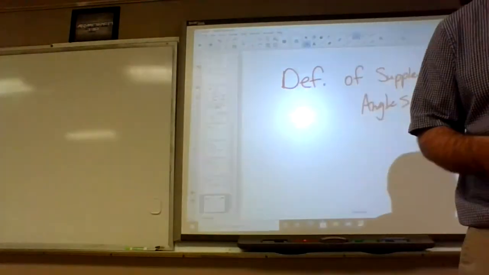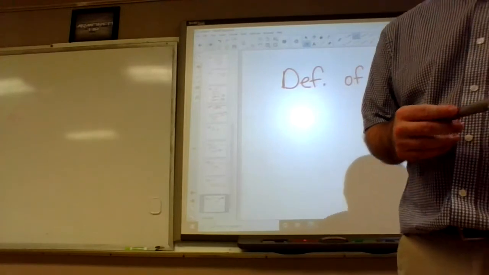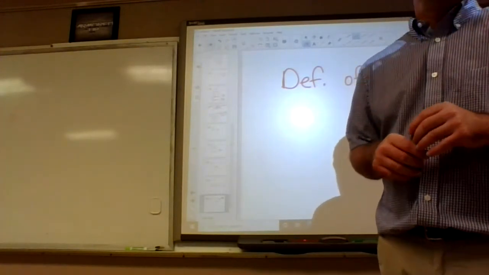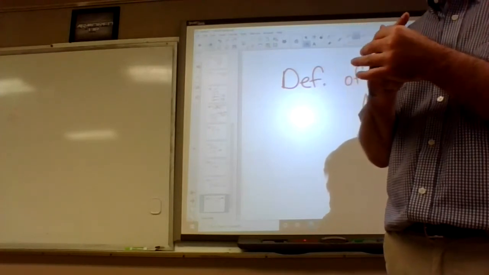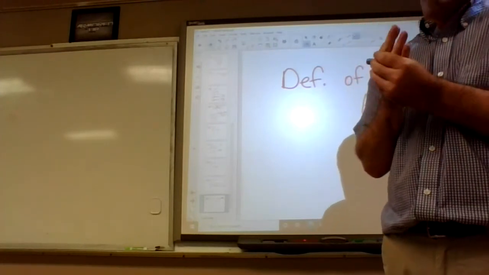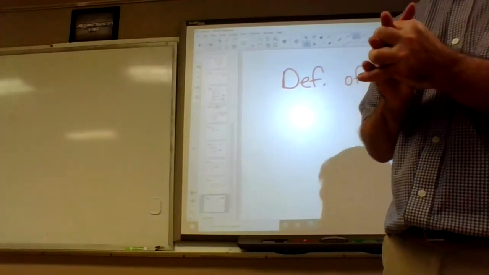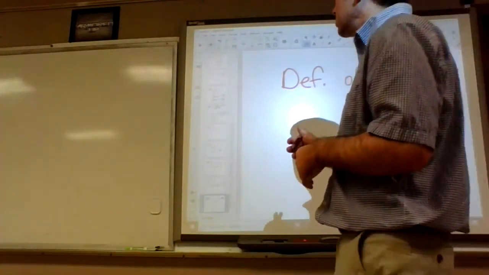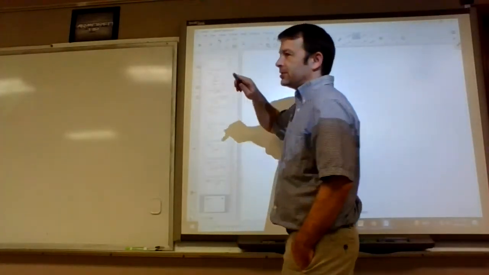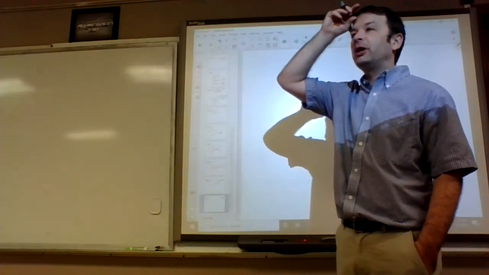Okay, on 21. How can we figure out what x is on 21? What's the relationship between those two angles? They're equal. How do we know they're equal? Because they are what? Well, why do we know they're congruent?